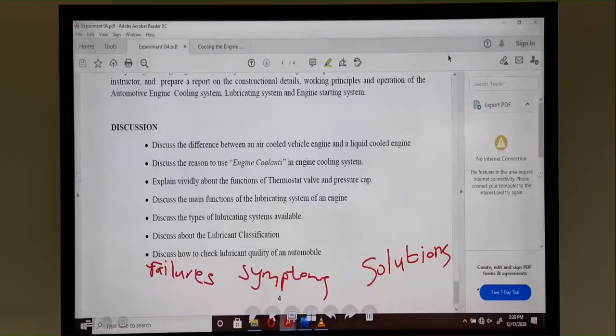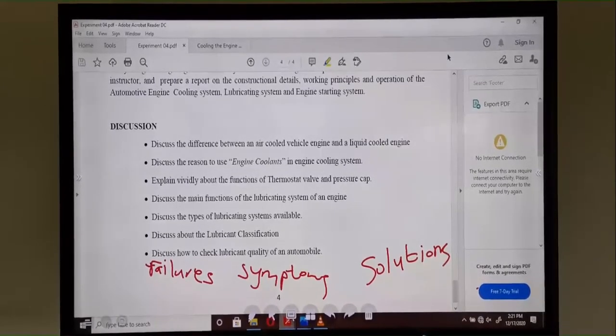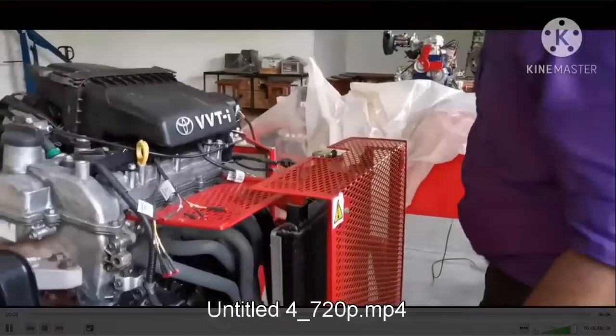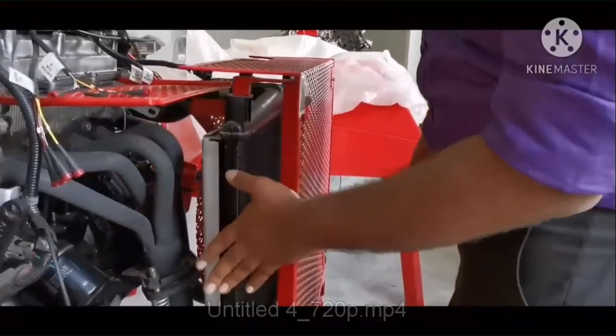So this is the end of the tutorial part. Next we start the practical with our apparatus. Now we are going to study a liquid type cooling system.